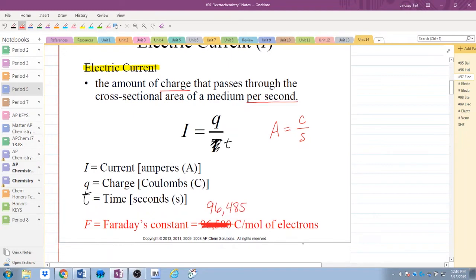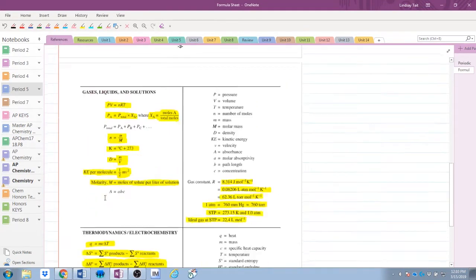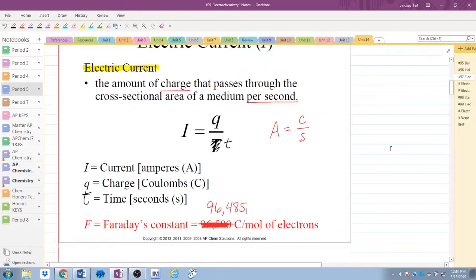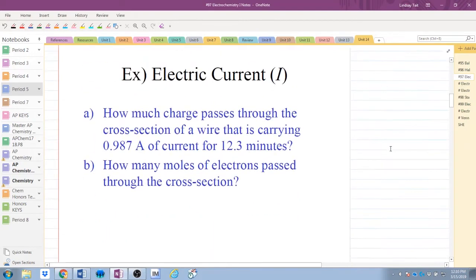So if a mole of electrons moves past a point, that means 96,485 coulombs moved past that point. Yes? All right, Faraday's constant is also on your formula sheet. Over here, Faraday's constant, 96,485 coulombs per mole of electrons. So there's nothing we have to memorize or commit to memory. So we can just do some straightforward questions. Go on to the next slide here.